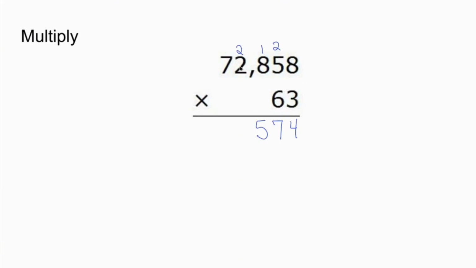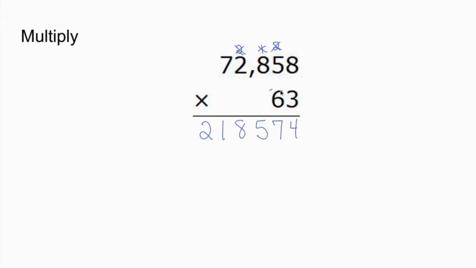3 times 2 is 6. 6 plus 2 is 8. 3 times 7 is 21. And since that's the last number, we're going to write it all out. Now let's get rid of these numbers here so we don't accidentally use them again, because now we're going to do the same thing with 6.